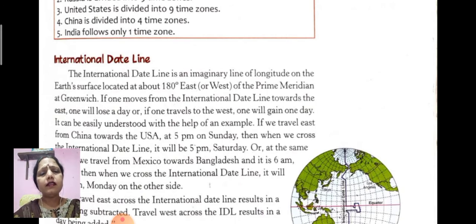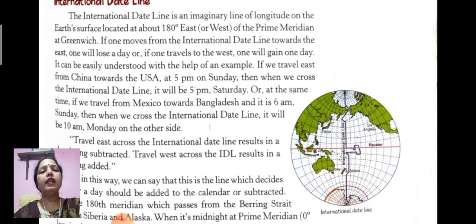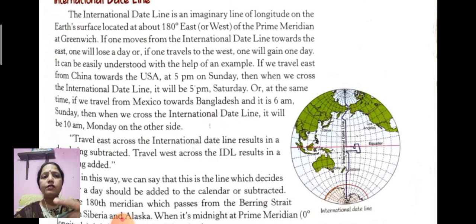The international dateline is an imaginary line of longitude on the Earth's surface located at about 180 degrees east of the prime meridian at Greenwich. Where is the prime meridian? In Greenwich. If one moves from the international dateline towards the west, one will lose a day. If one travels to the east, one will gain one day. It can be easily understood with the help of examples.